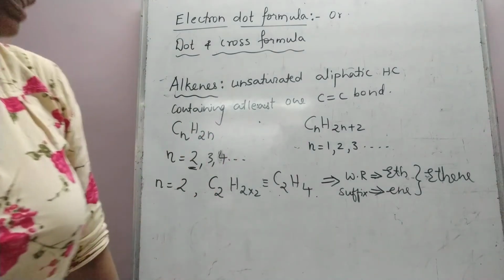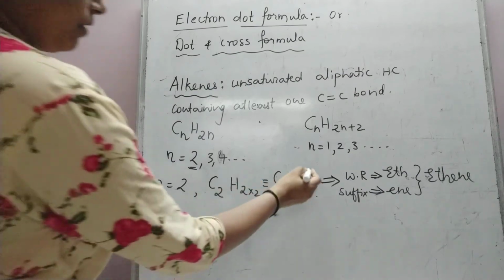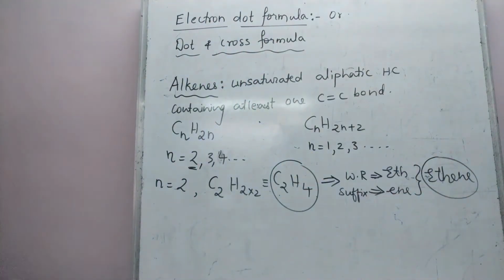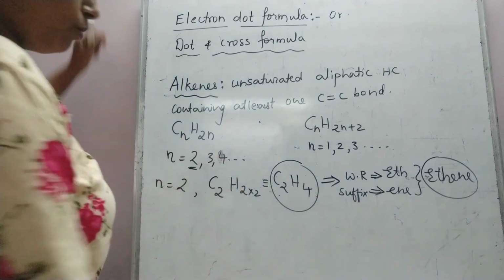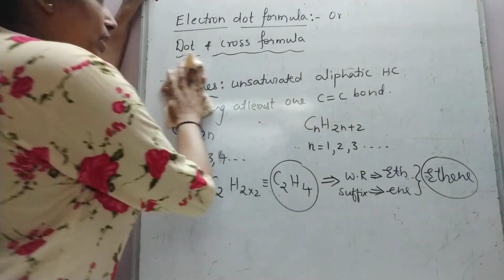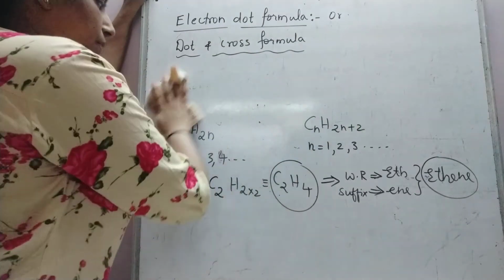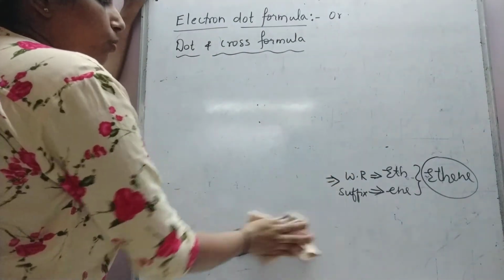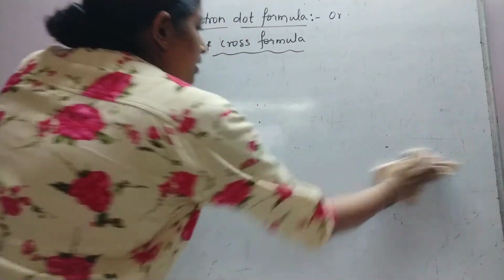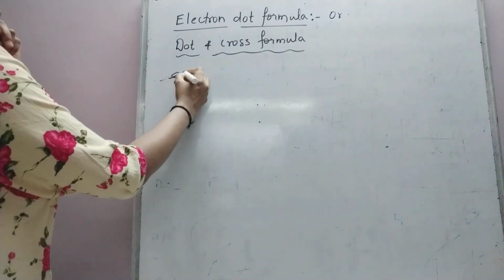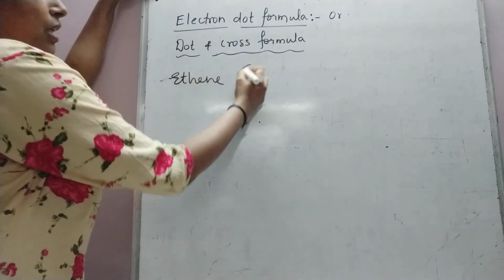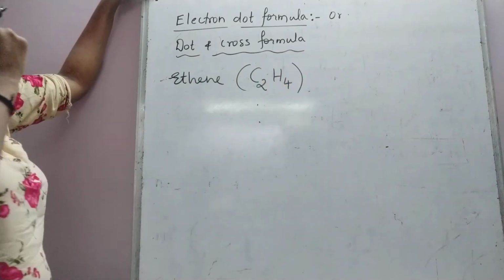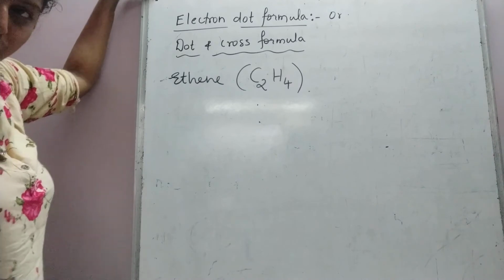Now, with this formula of ethene, let us try to draw the electron dot formula, or the dot and cross formula, of ethene. What is ethene? Ethene, as we know, is the first member of the alkenes with the formula C2H4.